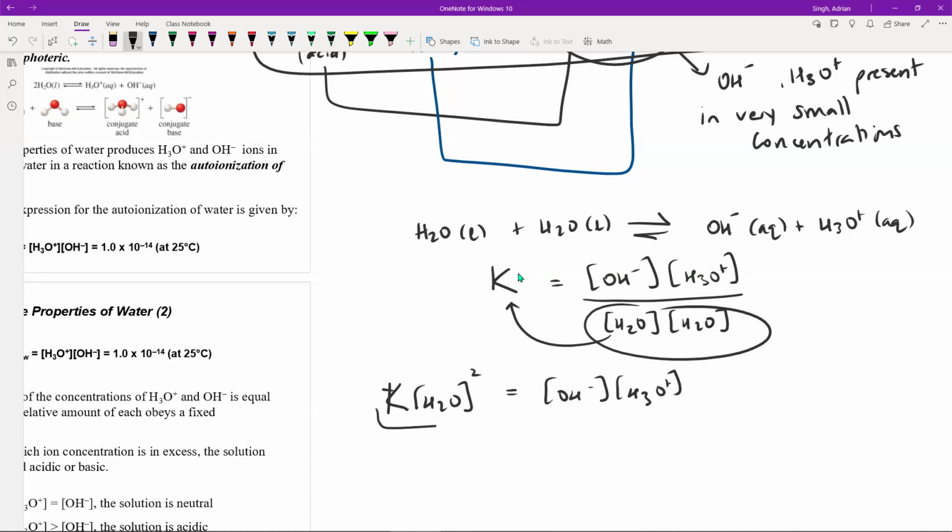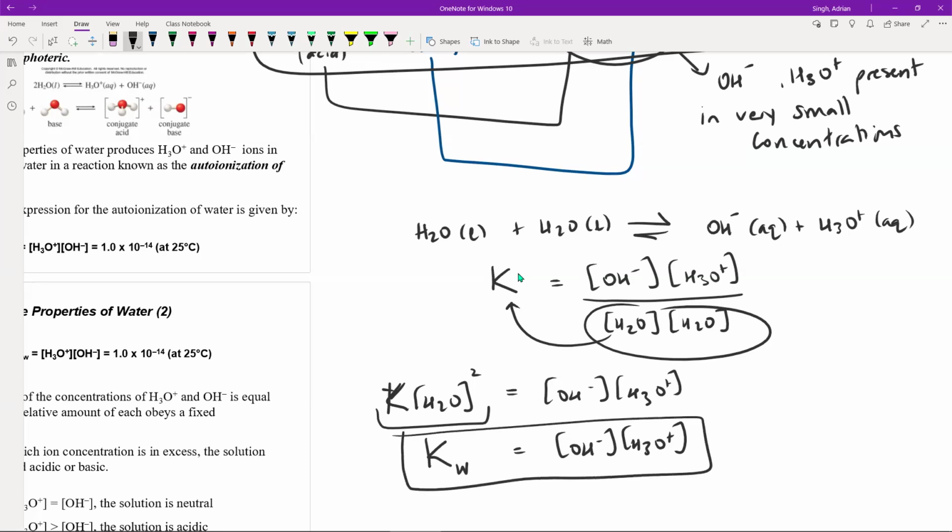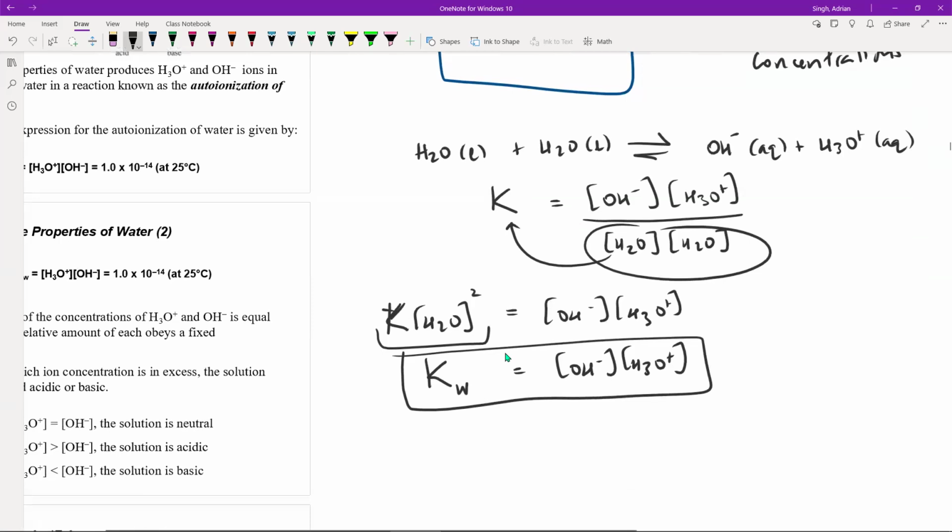If this entire thing now is going to be a new constant, because K is a constant. Concentration of water, liquid, is also going to be a constant. So this is a brand new constant that we're going to call Kw, and that's equal to OH minus times H3O plus. Right, so this is the equilibrium expression then for the autoionization of H2O. And the K that we've seen before in our equilibrium section, we have the subscript now W. The W here, this means it's specific.